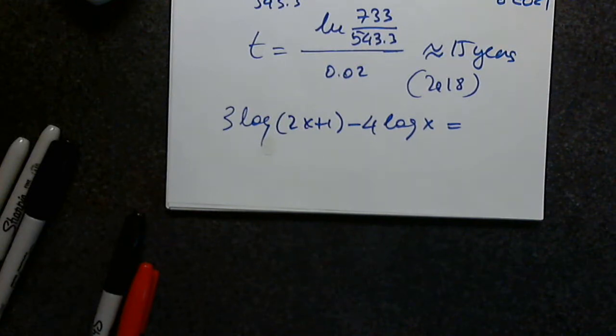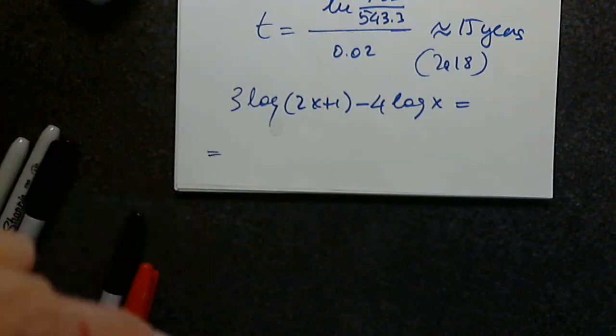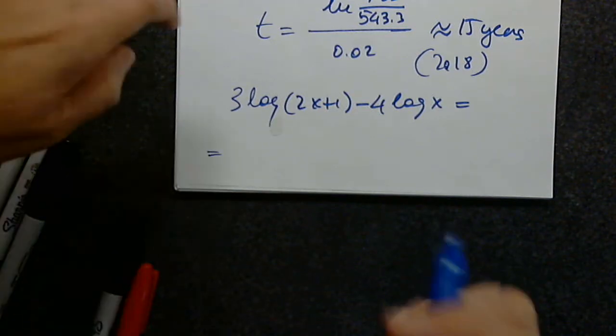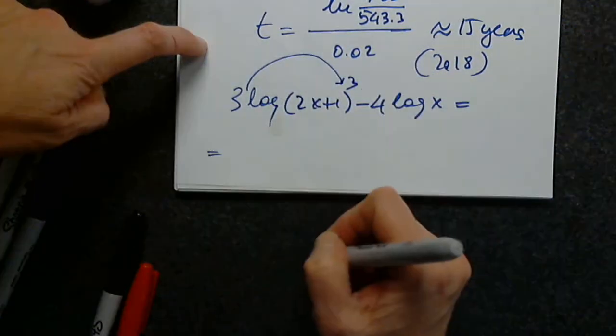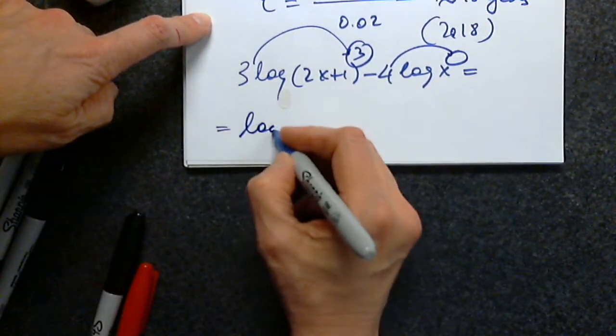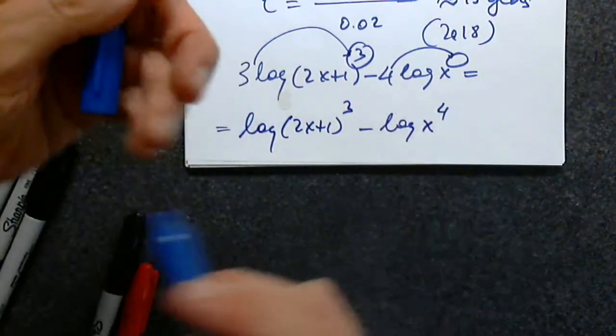So that's it. We're asked to condense this. How do I start? What do I have to do first? To condense this into 1 log. It's already expanded. I have to condense it into 1 log. No, this comes from the power. This comes from the power. So this is log of 2x plus 1 to the 3rd minus log of x to the 4th.